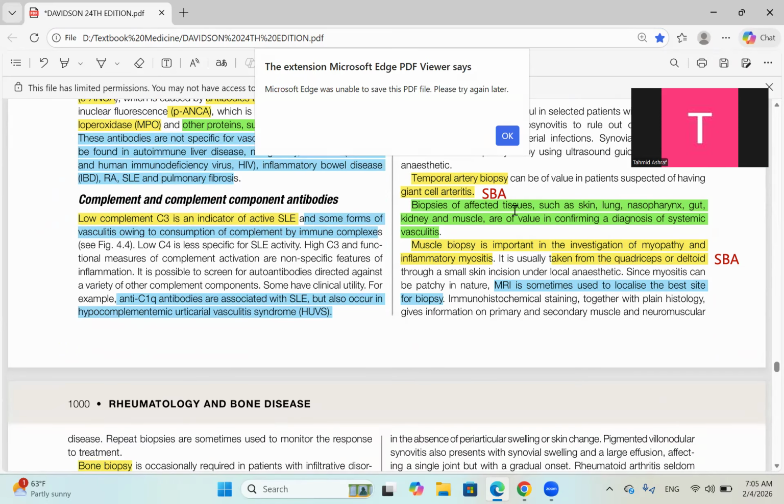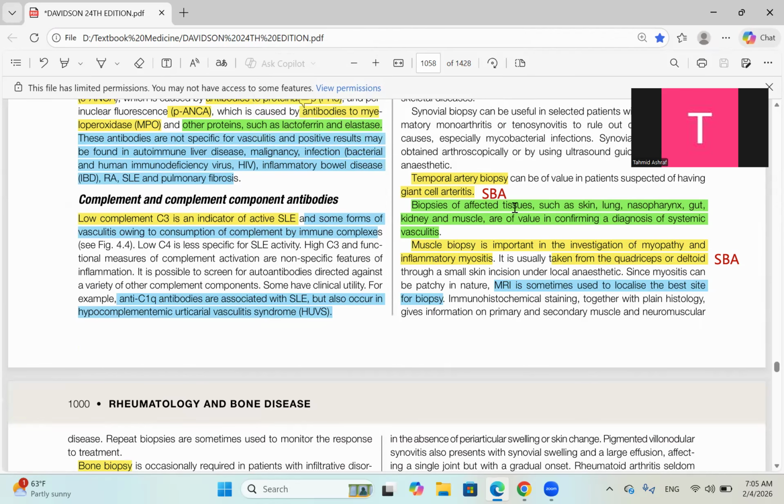Biopsies of affected tissues such as skin, lung, nasopharynx, gut, kidney, and muscle are of value in confirming the diagnosis of systemic vasculitis. So in systemic vasculitis, we will biopsy different tissues like skin, lung, nasopharynx, the GIT, the kidneys, and muscle. They are of value in confirming the diagnosis of systemic vasculitis.